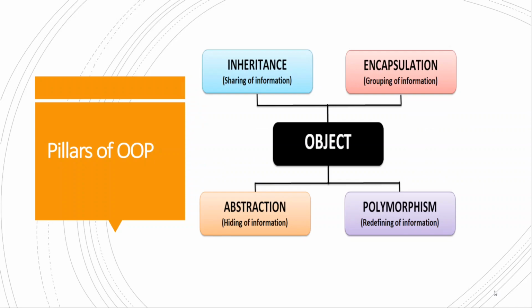So in short, inheritance is the sharing of information, encapsulation is the grouping of information, abstraction hides the information, and polymorphism redefines the information.